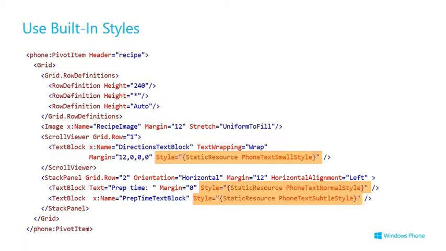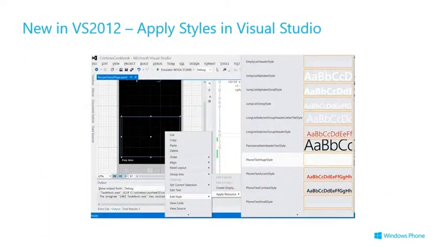And the good news is that whenever the user changes theme, the foreground colors will change accordingly, so you will end up with stuff being legible all the time. Now, one new feature in Windows Phone 8 is that applying styles to controls is something you can now do in Visual Studio.